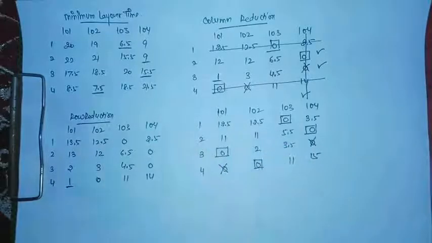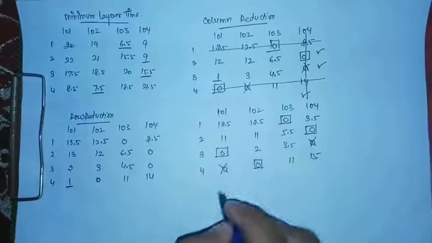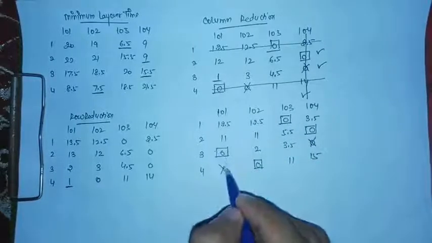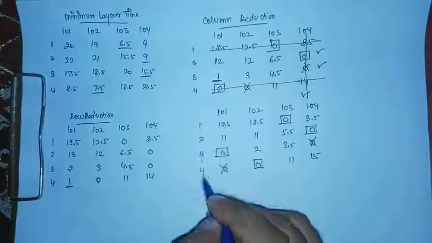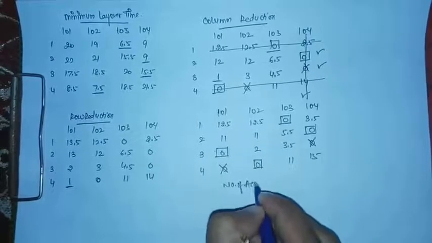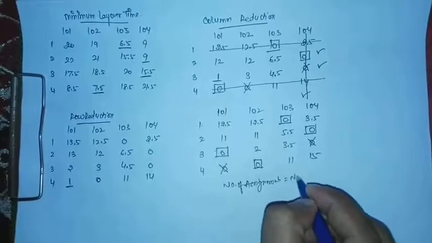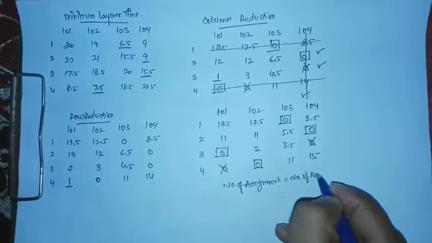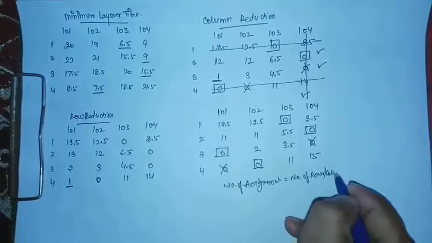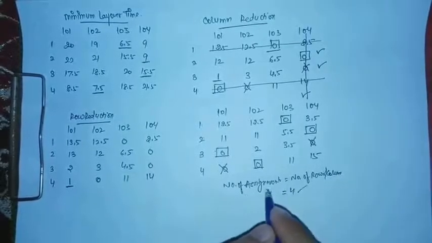Now check whether we have reached our solution or not. Let's see. Number of assignments is 1, 2, 3, 4. 4 is equal to the number of rows or columns, 4. So the number of assignments is equal to the number of rows or columns. 4 is equal to 4. So we are at our solution.